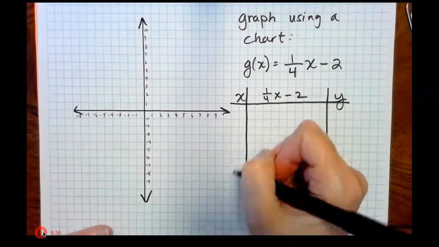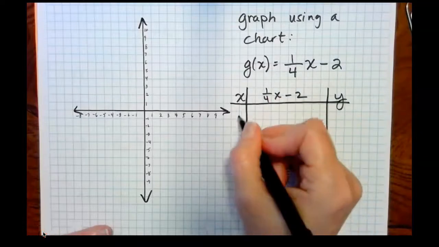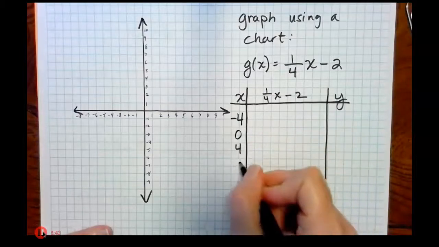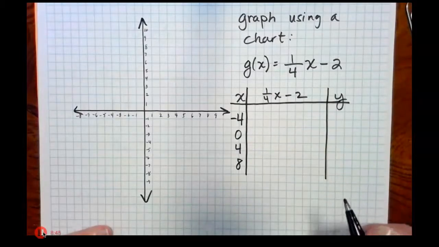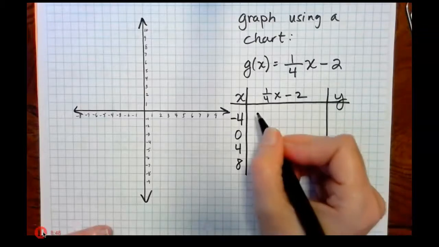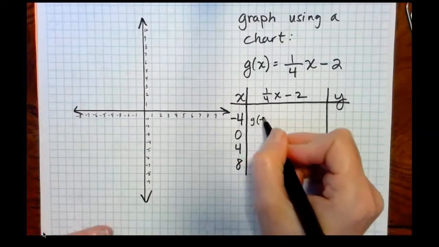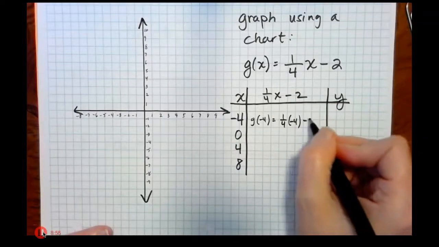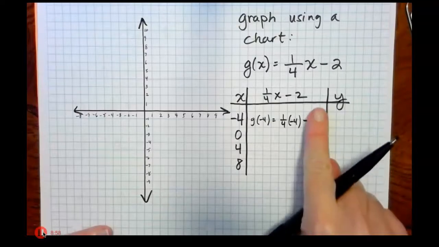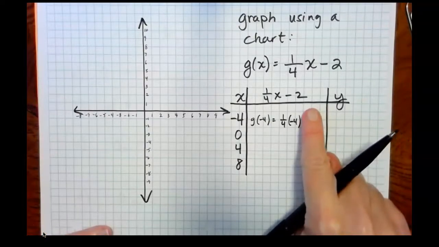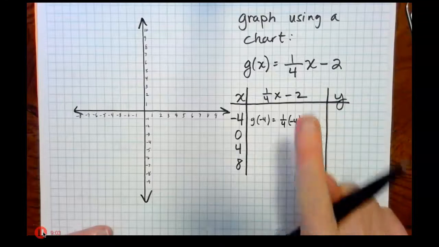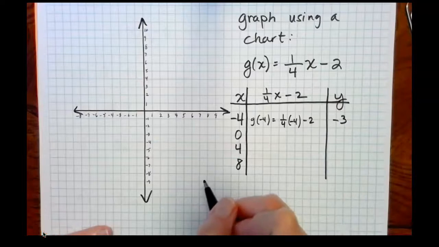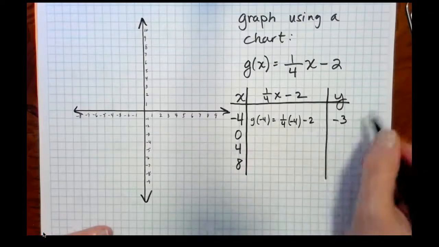So consider what we're going to put in here. How about let's put in -4, 0, 4, and 8. I think all of those will fit nicely on our graph. So let's find g of -4. That is going to be 1/4 of -4 minus 2. So follow order of operations here. So 1/4 of -4 is -1, and -1 minus 2 is -3. So that gives us a point, -4, -3.